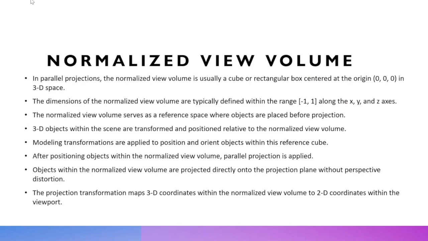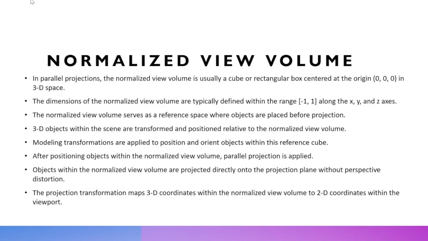The normalized view serves the purpose of a reference space where objects are placed before projection. It transforms the position relative to the normalized view volume. Modeling transformations, as I explained in the chat, are applied to position as well as orient objects within the reference cube. Objects within the normalized view are projected directly to the projection plane without any perspective distortion. As I said, we don't have any center of projection at a finite distance. We assume that the projection lines will be parallel. It will remain the same in the 2D image as well.